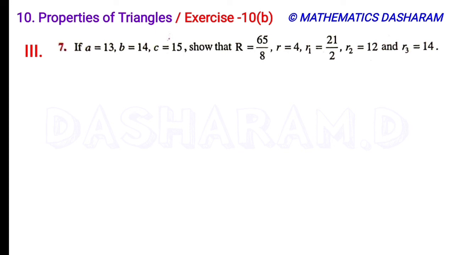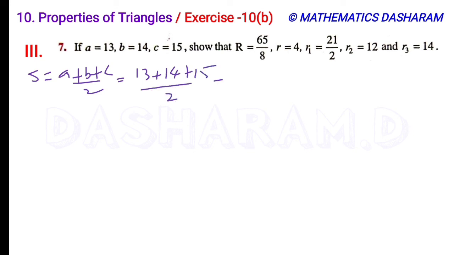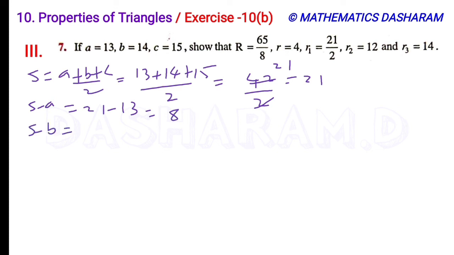First of all, let us find the value of s, that is (a + b + c) divided by 2. So (13 + 14 + 15) divided by 2, that is 42 divided by 2, so the s value is 21. Next, s minus a: 21 minus 13 is 8. s minus b: 21 minus 14 is 7. s minus c: 21 minus 15 is 6.